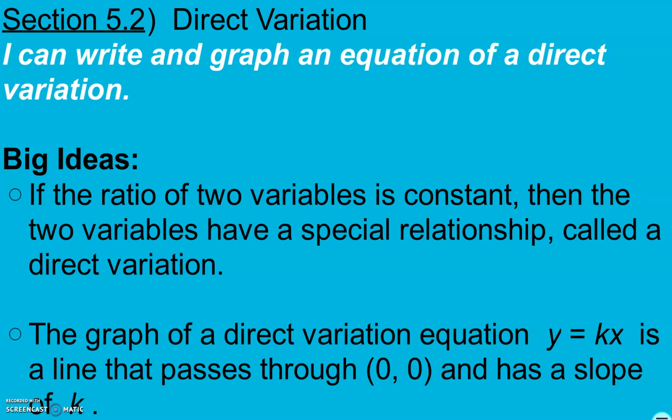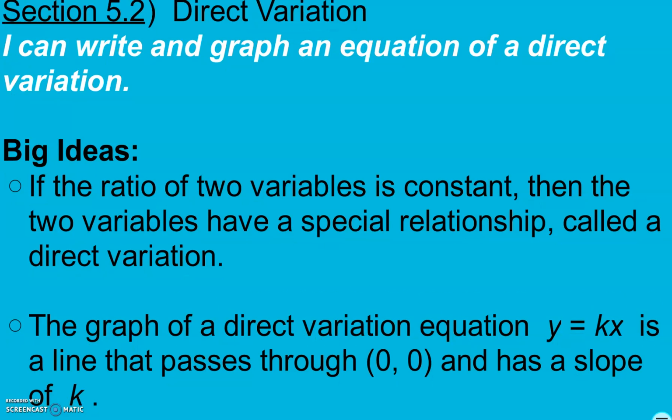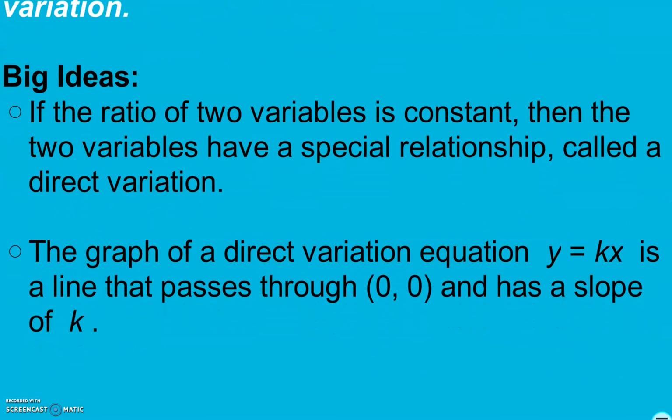Section 5.2 is direct variation. I can write and graph an equation of a direct variation. Big ideas here. If the ratio of two variables is constant, then the two variables have a special relationship called a direct variation. The graph of a direct variation equation, y equals k times x, is a line that passes through 0, 0 and has a slope of k.